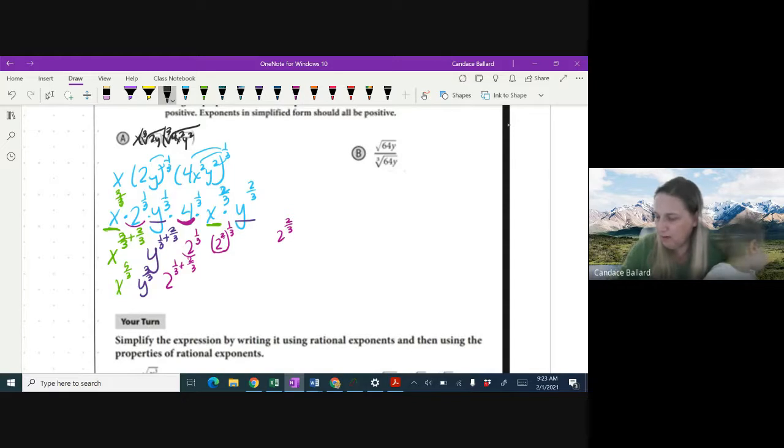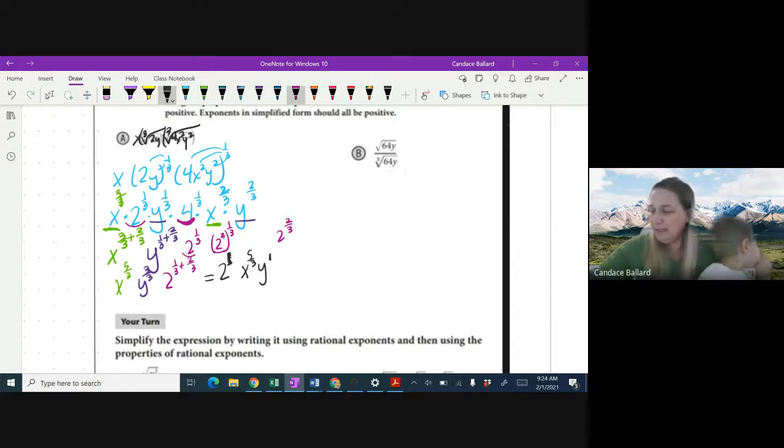Okay, so my final, hopefully close to final answer on this is I've got x to the 5/3, y to the 3/3, which is just going to be y to the first, and then 2 to the 3/3, which is just going to be 2 to the first. Notice I left that up top. So that's probably how I would write my final answers, like that.